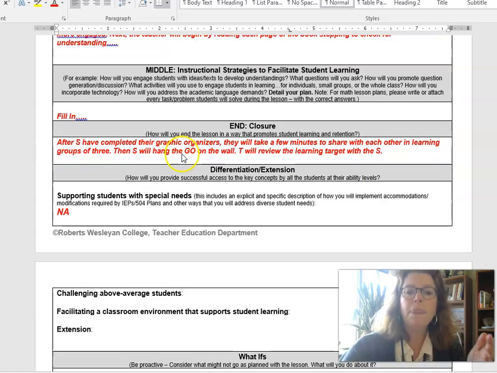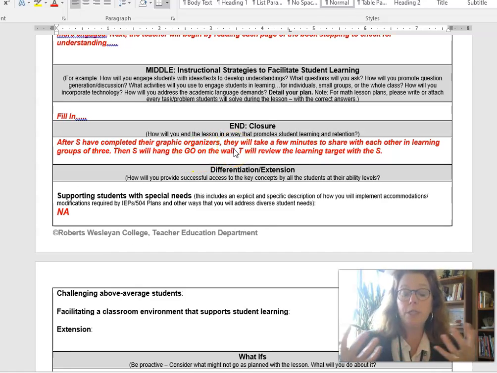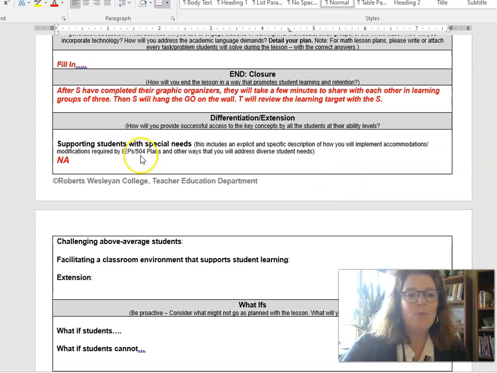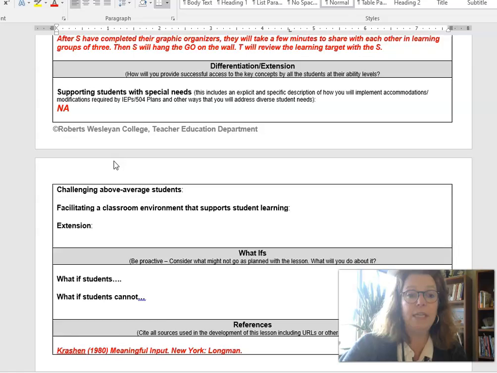Then you're going to do middle and the end. Again, some of you are missing the end. We want to take advantage of students creating language and using each other in collaborative learning. So after students have completed their graphic organizers, they'll take a few minutes to share with each other in learning groups of 3. Okay, that's great. We're in collaborative learning. Then students will hang the graphic organizer on the wall. Teacher will review the learning target with the students. You have to finish with the learning target. Okay, we don't have students with special needs, so you can put NA, no students with special needs.